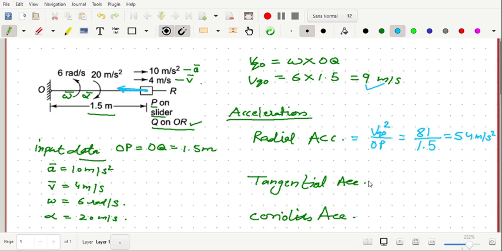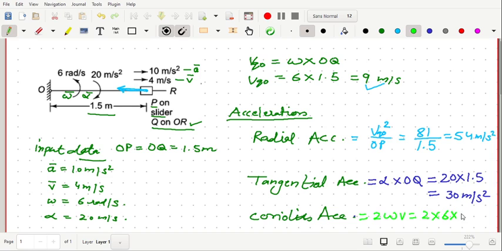Now the tangential acceleration, which is given as alpha into OQ or OR. Okay, so this is equal to alpha is given to us as 20 and this is 1.5. Okay, so this will come out to be 30 meter per second square. The Coriolis acceleration is represented as 2 into omega into v, so it will be 2 into omega is 6, v is 4, so it will be 48 meter per second square.